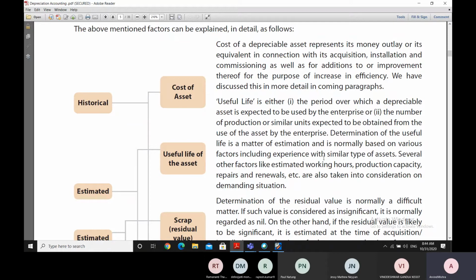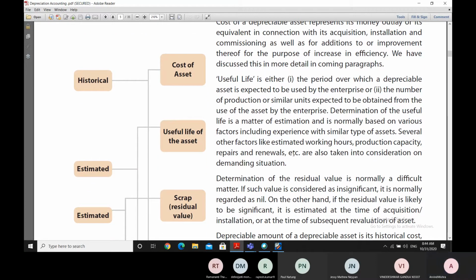Now, several other factors also, like estimated hours, renewals, all these things, affect the useful life of the asset, and therefore they need to also be taken into consideration while calculating the depreciation value or while calculating the useful life.